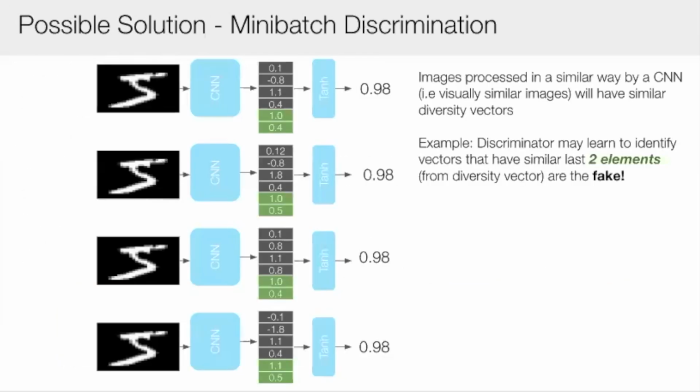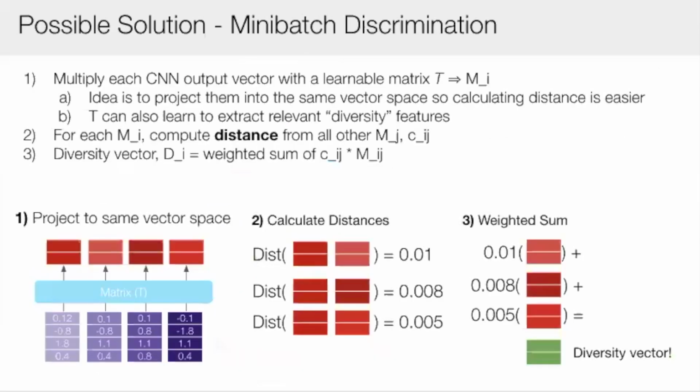So essentially, by having this diversity vector, it forces us to learn different modes. It forces the generator to have different diversity vectors and therefore not output the same image. So that's why having this matrix T be learnable is very important, because the gradients backpropagate through that matrix, incentivizing the generator to have different outputs.